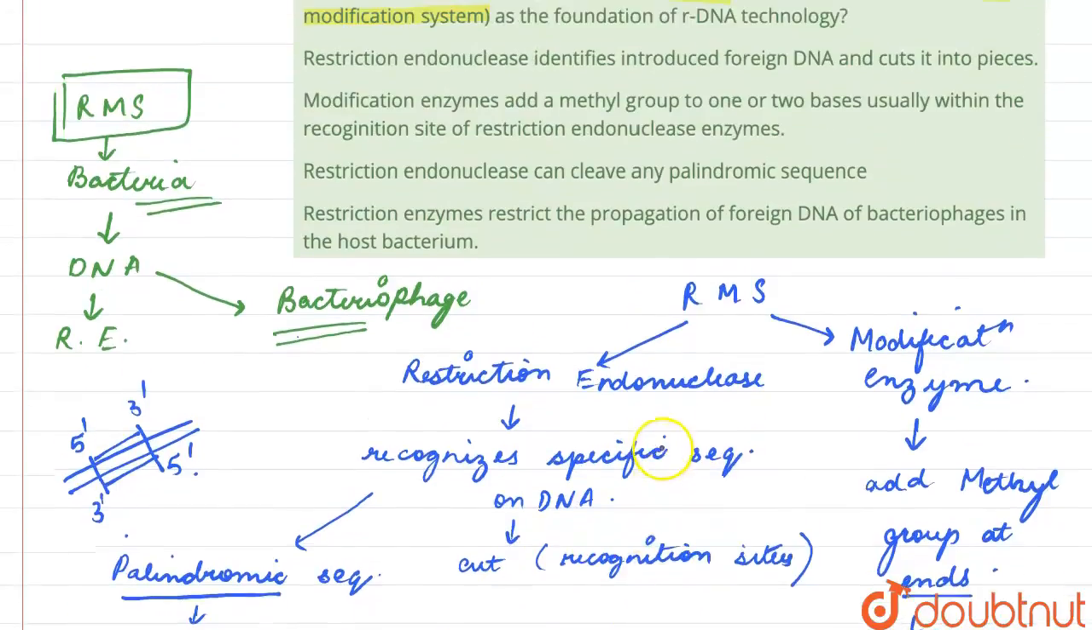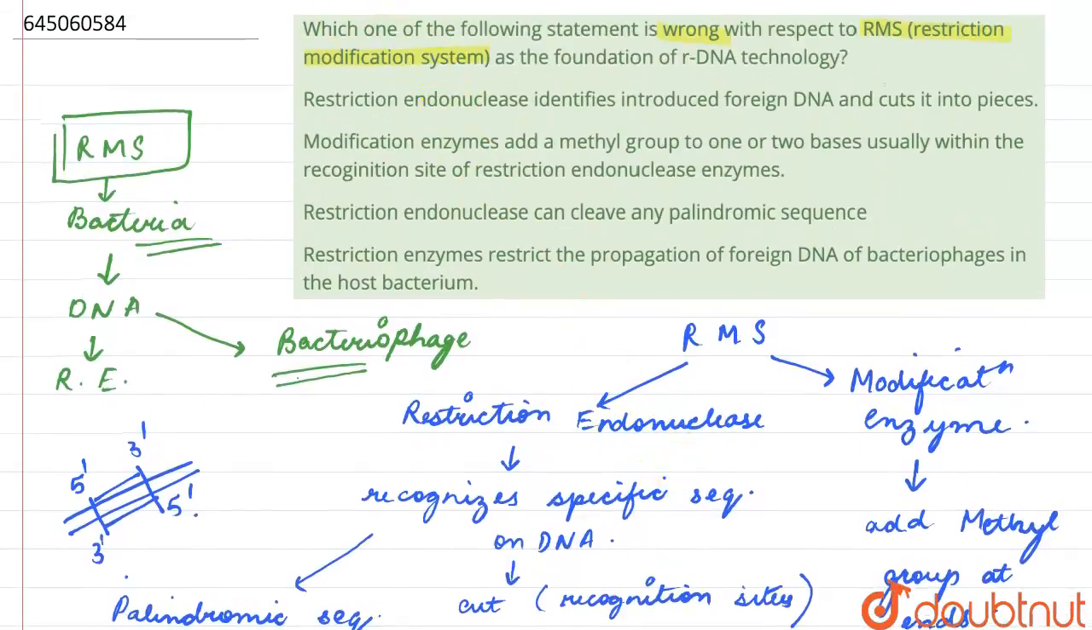So let's see the options that are given to us here. The first one says restriction endonuclease identifies introduced foreign DNA and cuts it into pieces. So this statement will be wrong. The restriction endonuclease does cut the foreign DNA but not into pieces. It will only recognize the specific sites and will only cut at those recognition sites. So this statement is wrong.